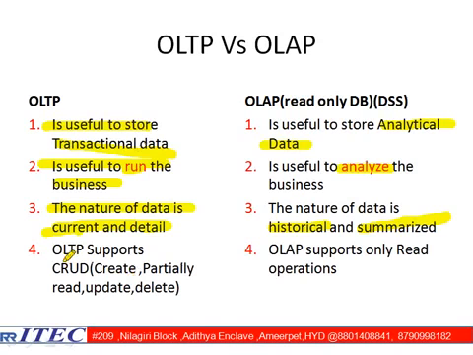Now, from the 4th point onwards, our learning is actually going to happen. The 4th point is that OLTP supports CRUD: create, partial reading, update, delete. These are the functionalities it supports. We can create a record in the database, read some of the records, that is partial reading, update a record, and delete a record in OLTP. Whereas in OLAP, we need to do only one activity, which is called reading.